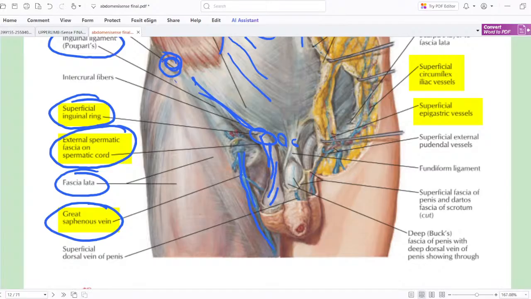Femoral vein. Inguinal ligament, adductor longus, sartorius. So nerve, femoral artery, femoral vein, and lymph nodes. Lateral to medial, and then there is a femoral canal.